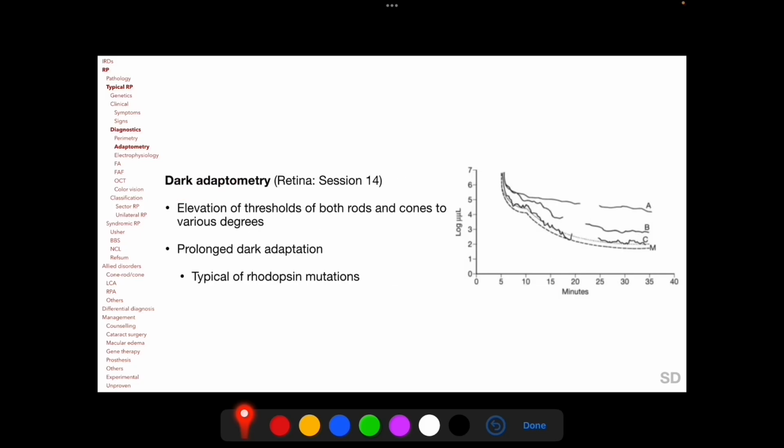Dark adaptometry, which we have discussed in session 14 of this section, demonstrates elevation of thresholds of both rods and cones and prolonged dark adaptation in individuals with retinitis pigmentosa. This dotted line represents the dark adaptation curve with cone threshold and rod threshold from a normal individual, and each of these lines represent dark adaptation curve of retinitis pigmentosa patients with varying severity levels, showing elevation of both the cone thresholds and the rod thresholds and prolonged dark adaptation.